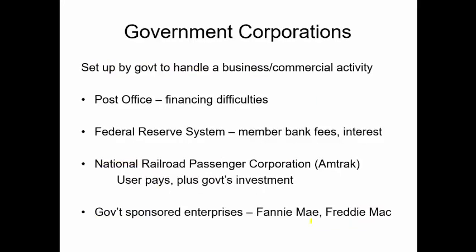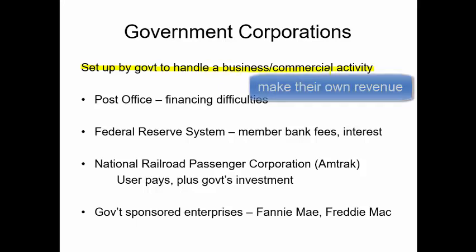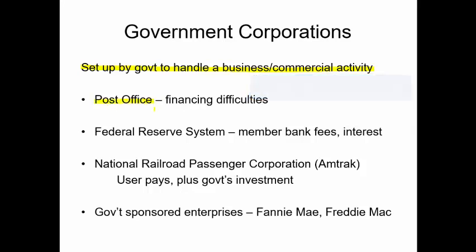So there's another type. Government corporations are called so because they are set up by the government to literally conduct their own business and raise their own revenue, so to speak. They are set up to handle a business and commercial activity and finance themselves. Now, the post office is one of the most popular and well-known of these types of agencies.